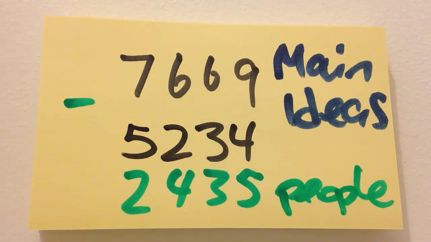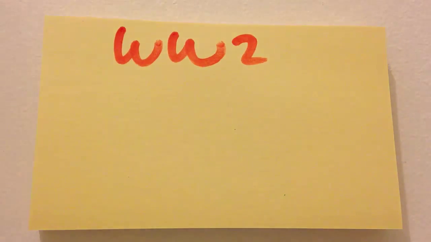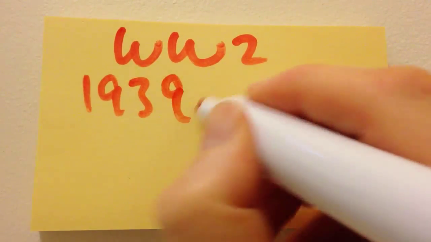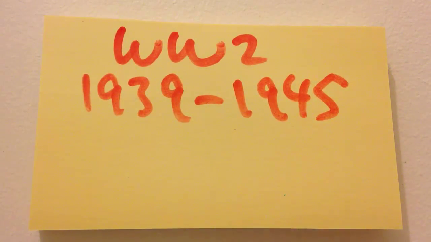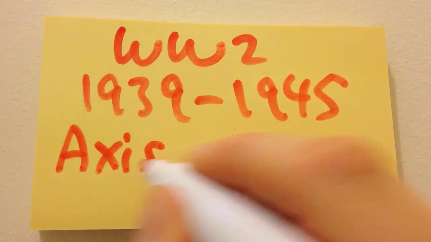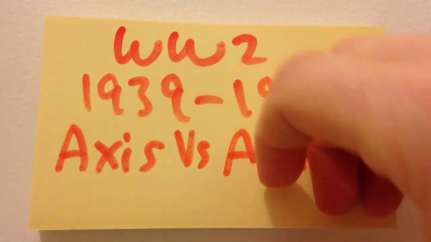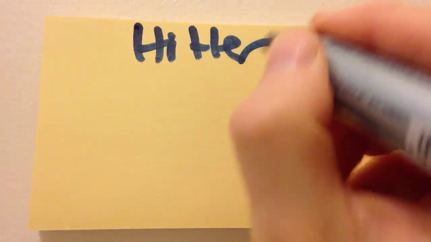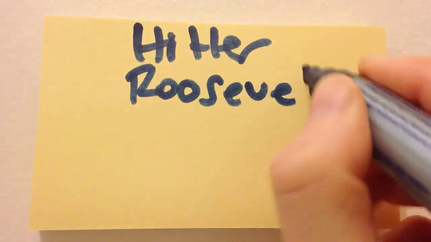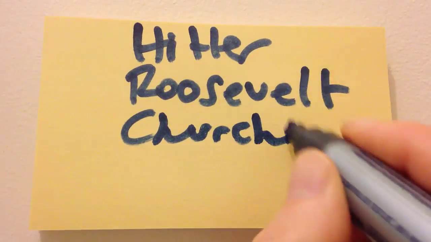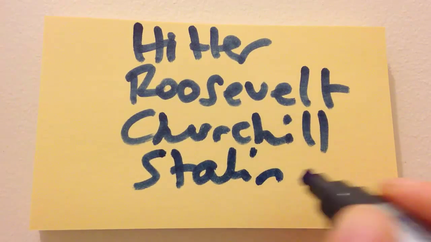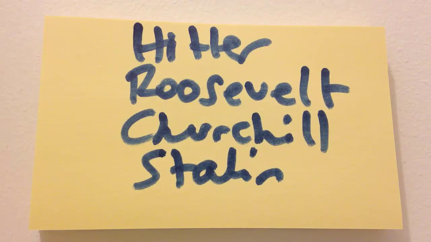Okay, how about we look at another example? Let's look at history. We'll look at World War II. This took place in the years 1939 to 1945. It had the Axis against the Allies, and some of the key people in that time were Hitler, Roosevelt, Churchill, Stalin, and obviously there's more on top of that, but there's just some of the key people.